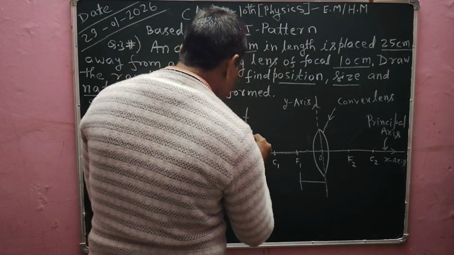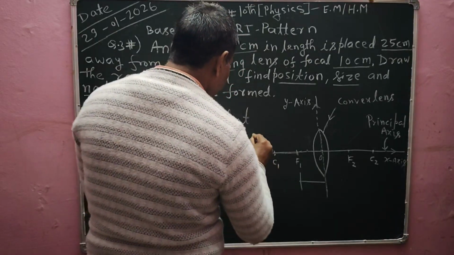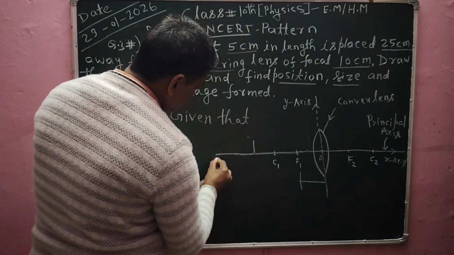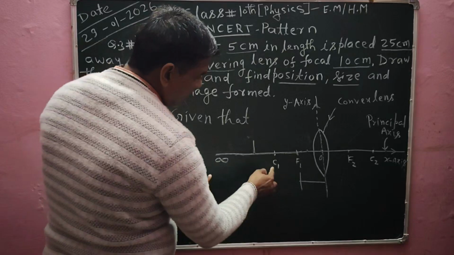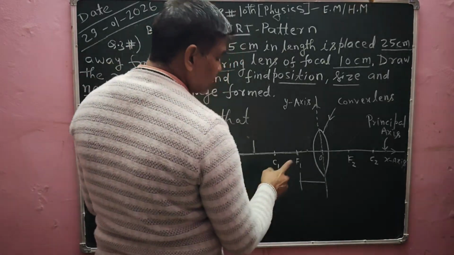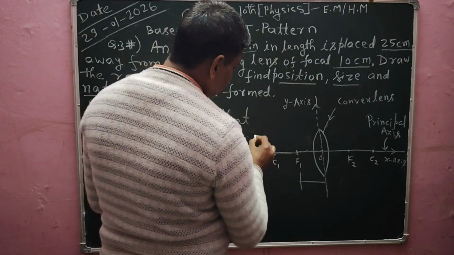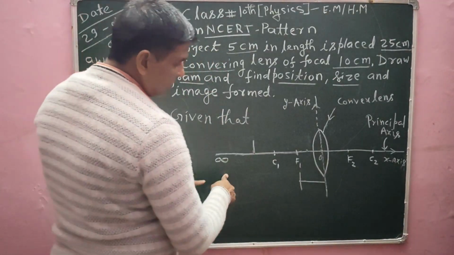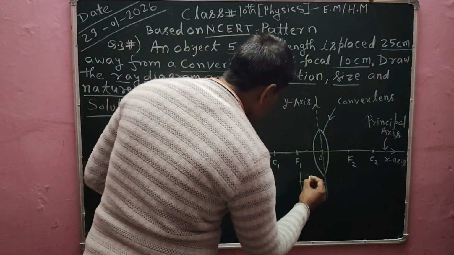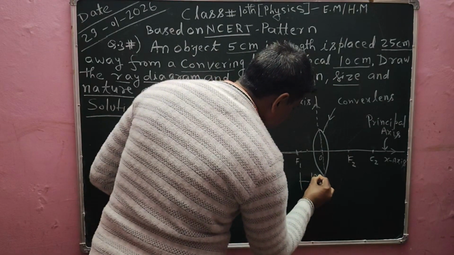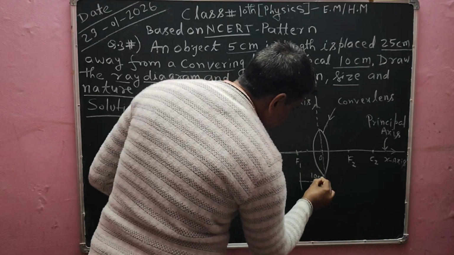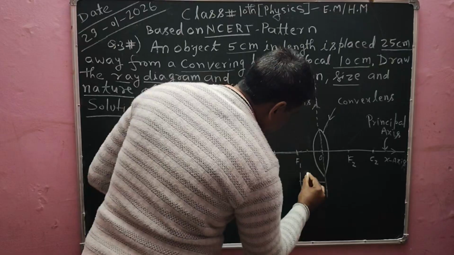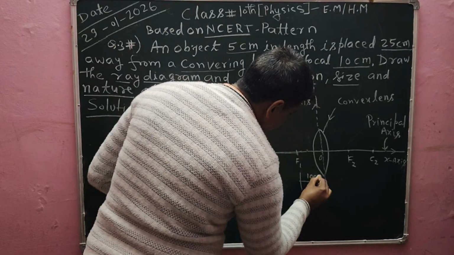It means that the object is available near the center of curvature, first center of curvature. So its height is given 5 centimeter, that is written here. Now this length is available 10 centimeter. Properly I will write here, this is 10 centimeter, 10 cm.